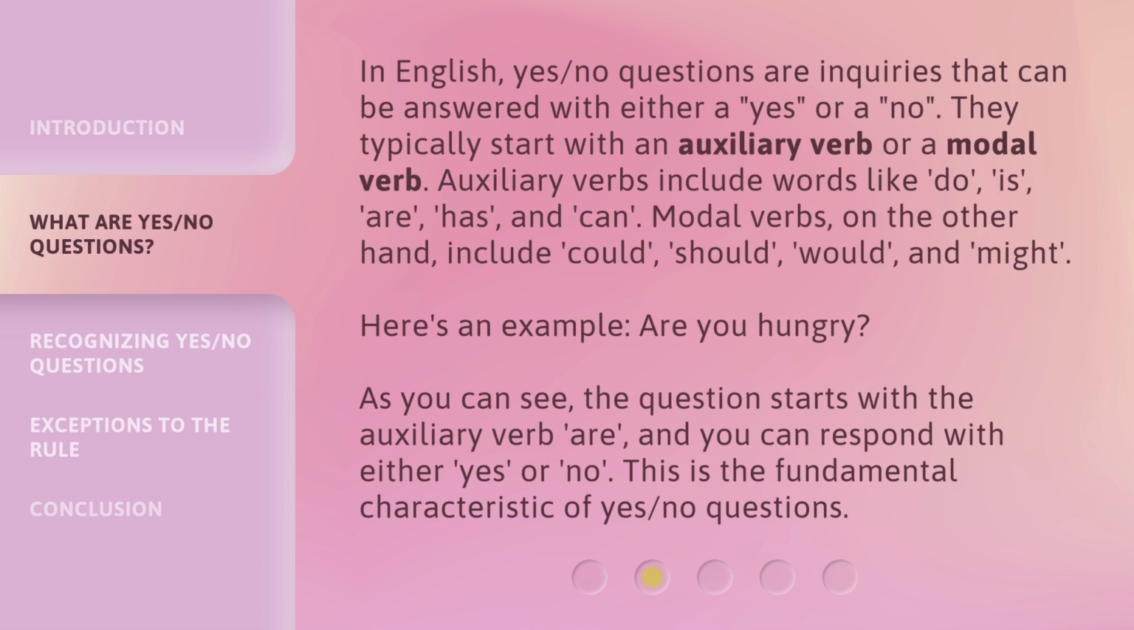Here's an example. Are you hungry? As you can see, the question starts with the auxiliary verb are, and you can respond with either yes or no. This is the fundamental characteristic of yes, no questions.